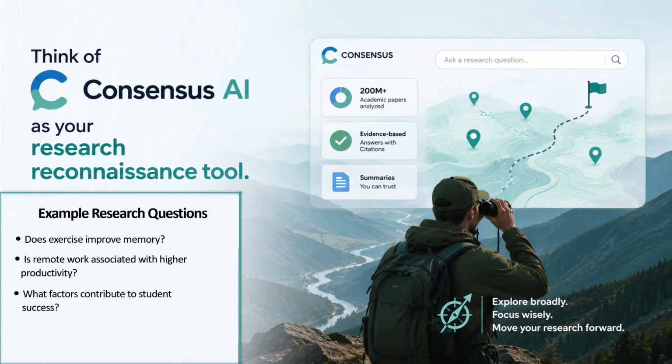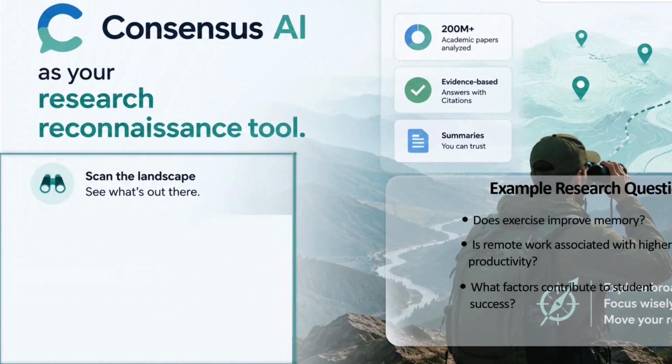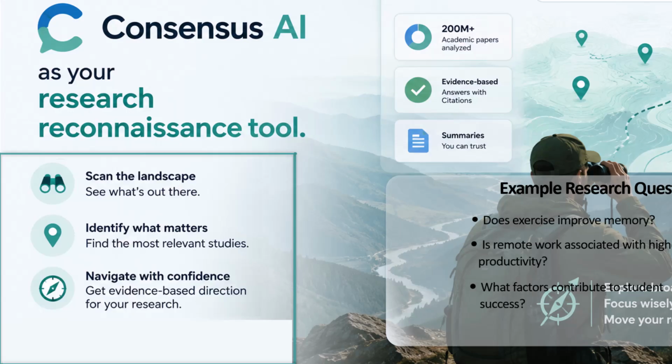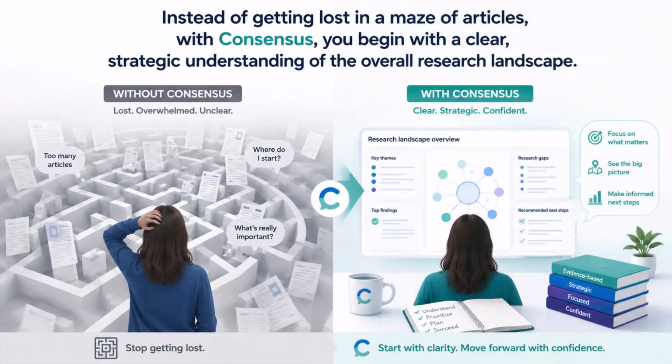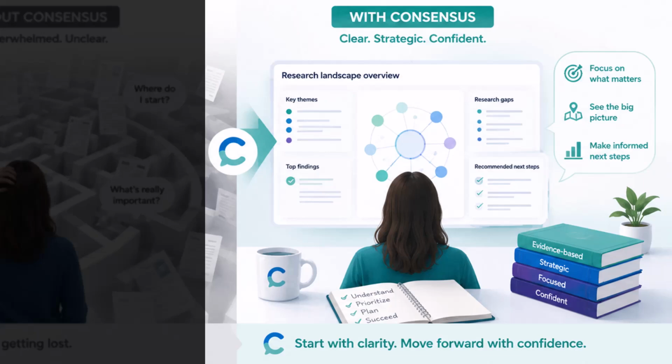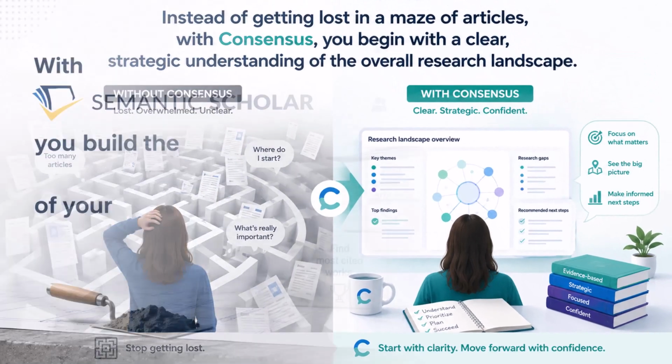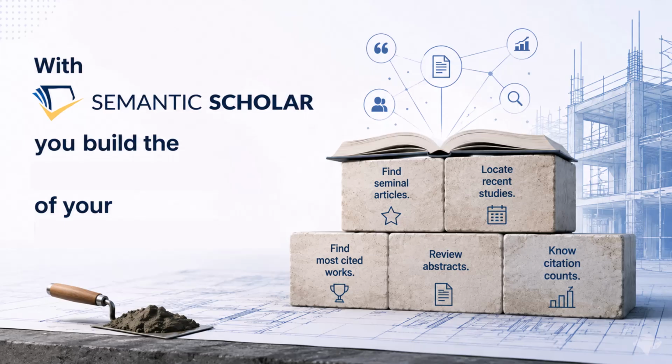There are 4 key reasons why you should start with Consensus. First, Consensus provides a quick overview of existing research. Second, it helps you determine whether your topic is already well studied. Third, it saves time by preventing you from diving blindly into databases. Fourth, and finally, Consensus generates useful keywords and concepts for use in your search. Instead of getting lost in a maze of articles, with Consensus you begin with a clear, strategic understanding of the overall research landscape.